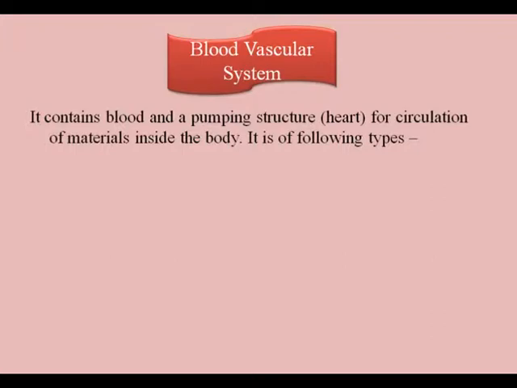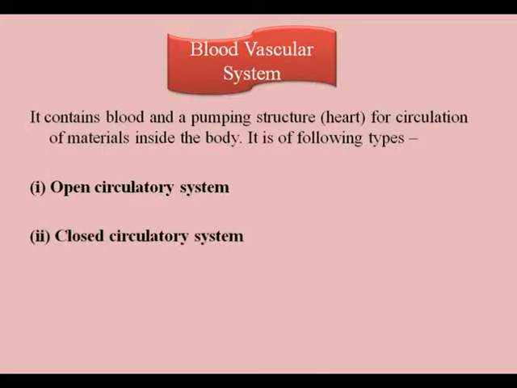Next, blood may have immunity providing chemicals like immunoglobulins. Next, the blood vascular system contains leukocytes for combating microbes, and this system helped animals to lead a terrestrial life. So these are some important advantages of the blood vascular system. Now, the blood vascular system is of two types: open circulatory system and closed circulatory system.